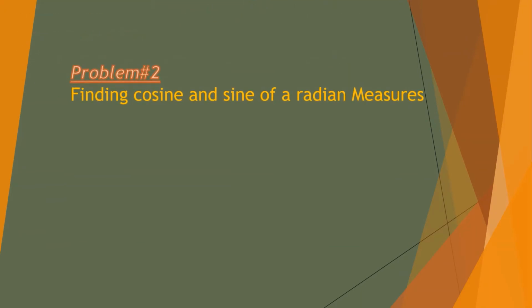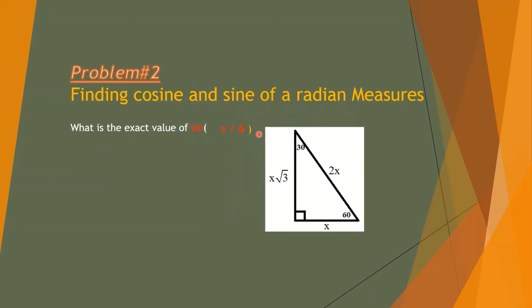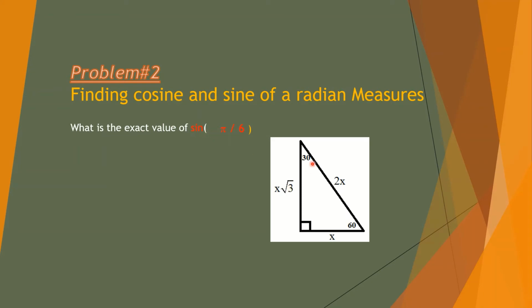Example number 2, finding cosine and sine of radian measure. What is the exact value of sine pi over 6? As you can see from this triangle, it is a 30, 60, 90 triangle. And then we know the fact that the shorter leg is x, so the longer leg is x root 3, and the hypotenuse is 2x.